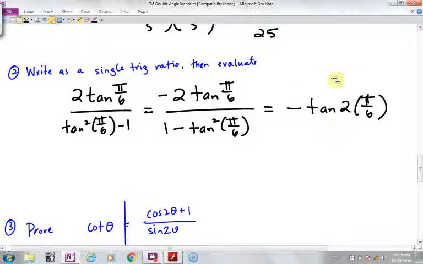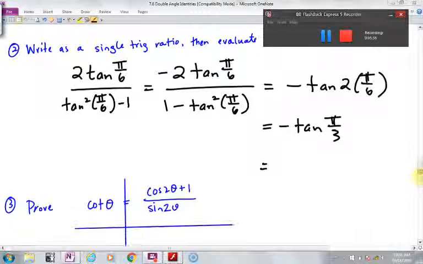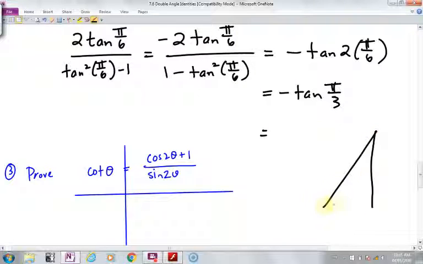So now I have written it as a single trig ratio, but I need to evaluate it. What's 2 times pi by 6, Jamie? 2 pi by 6. And that reduces to be? Good. And now what is the tan of pi by 3? This is one of your special triangles. Draw it. Remember, figure it out. Remember your special triangle. It's pi by 6, pi by 3, 90. So it's the same as, or pi by 2.